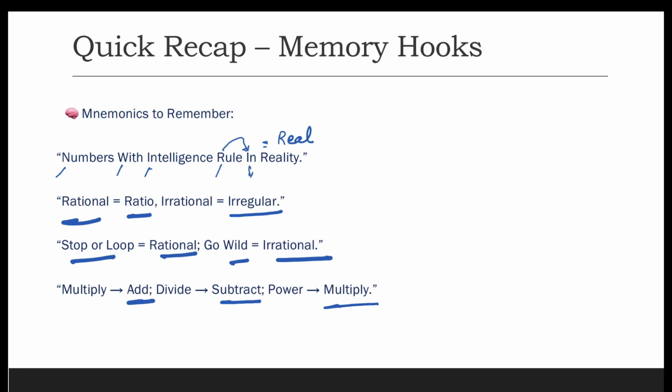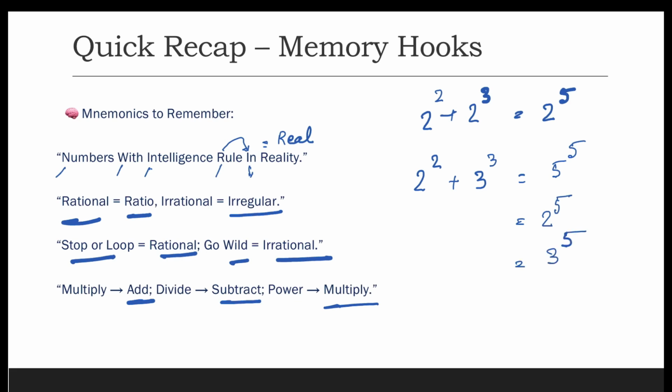So 2 to the power 2 plus 2 to the power 3. In that case, we can add the power. We can write that as 2 to the power 5. But if it is 2 to the power 2 plus 3 to the power 3, we cannot write this as 5 to the power 5, or as 2 to the power 5, or as 3 to the power 5. This is not correct. This is wrong.